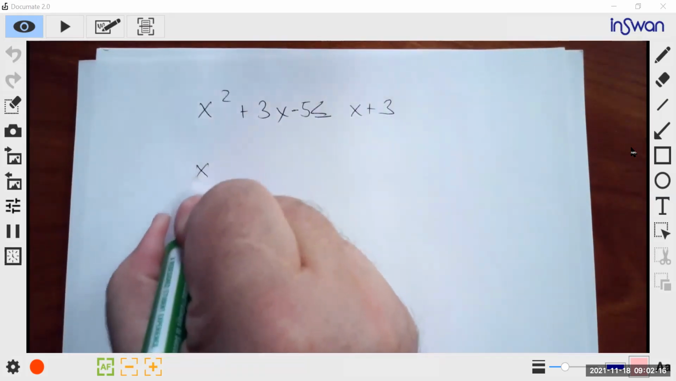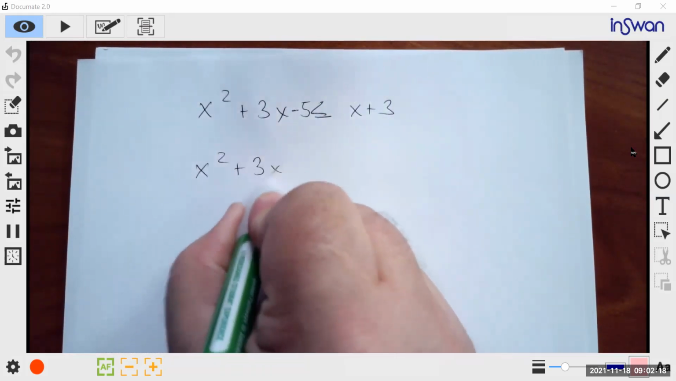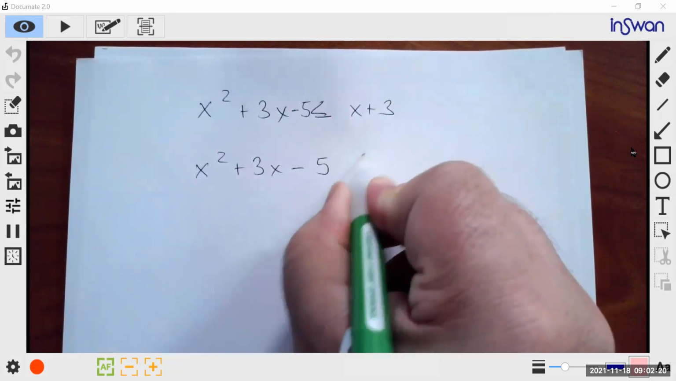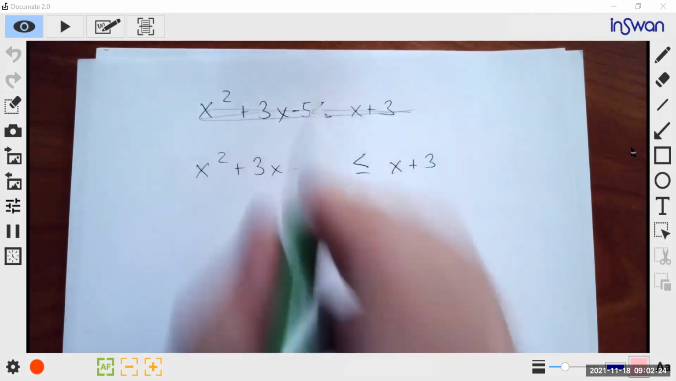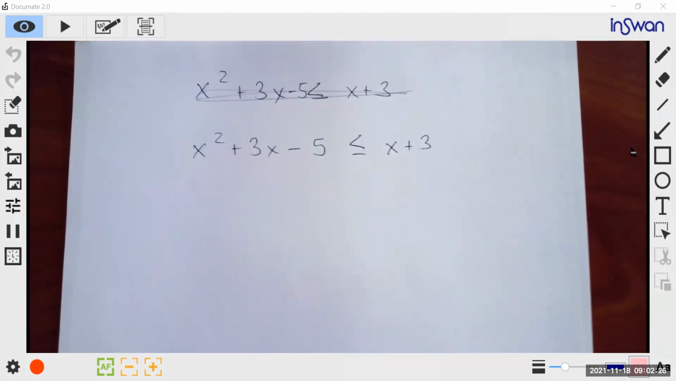So make that nicer. X squared plus 3x minus 5 less than or equal to x plus 3. Your first step is what? Set equals 0. So move everything to one side. Same as last.